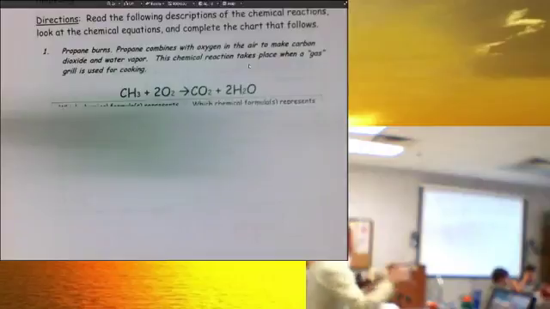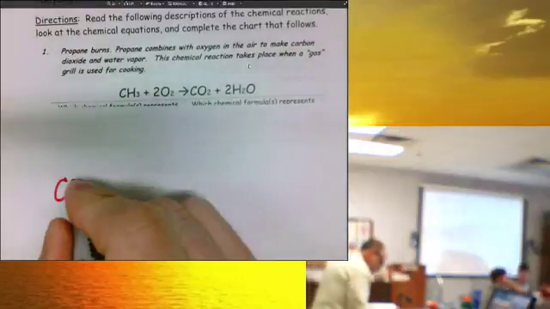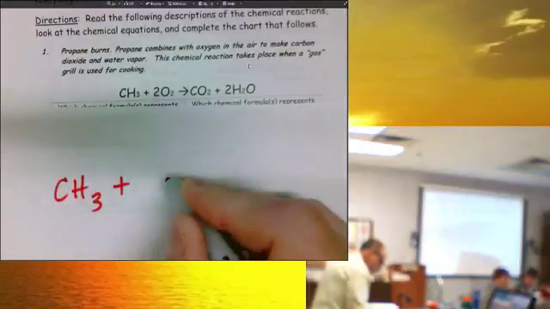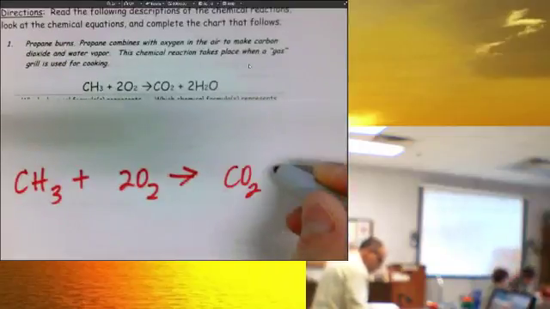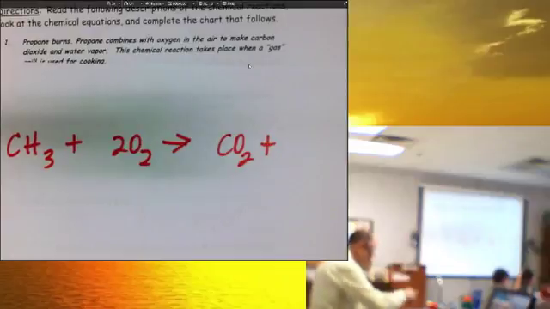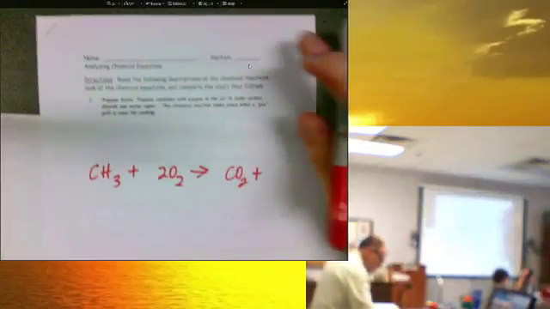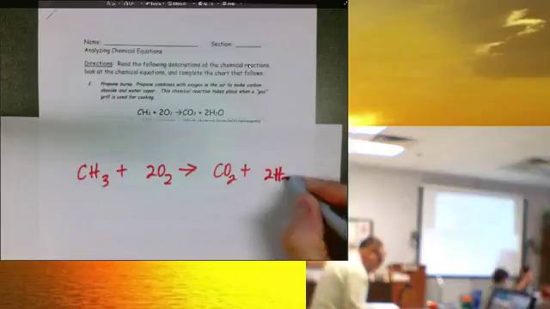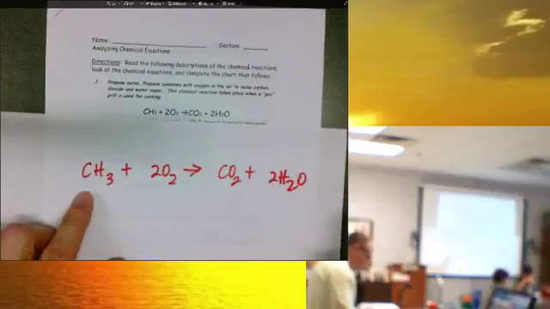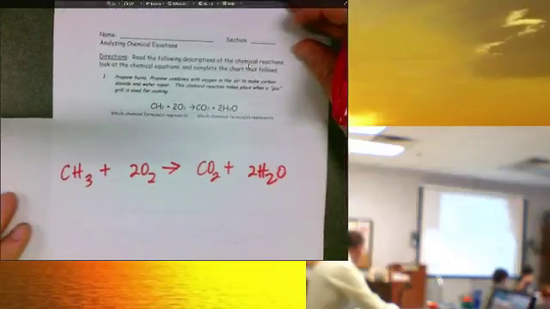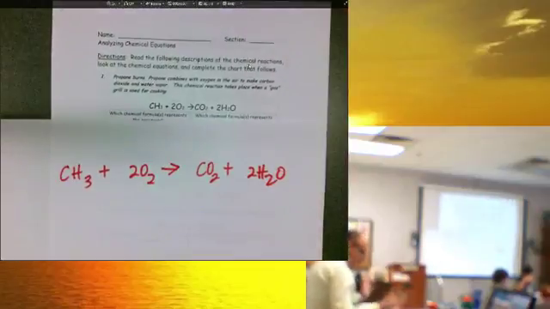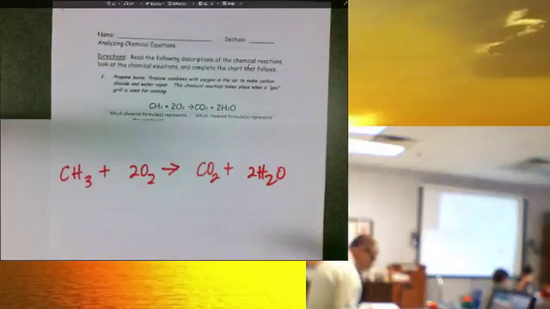But you're going to see that this can be a little complex. Okay, so we have CH3 plus 2O2 yields CO2 plus 2H2O. What we have to try to balance here is our hydrogens. Our hydrogens are not right. This is just a matter of trial and error. You just have to try some things.